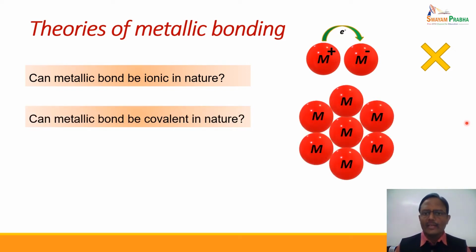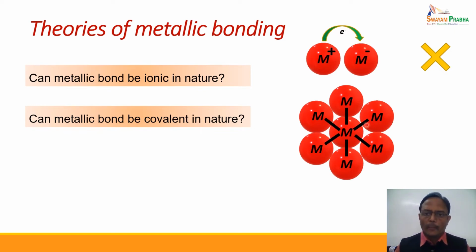Secondly, can the metallic bond be covalent in nature? Now, how many covalent bonds can be formed by an atom? The number of covalent bonds formed by any atom is equal to the number of unpaired electrons present in that atom. But in the case of a metallic crystal, each atom is surrounded by a large number of other metal atoms, and hence the number of bonds formed by a particular atom is more than 6, or in most cases of the order of 8 to 12.